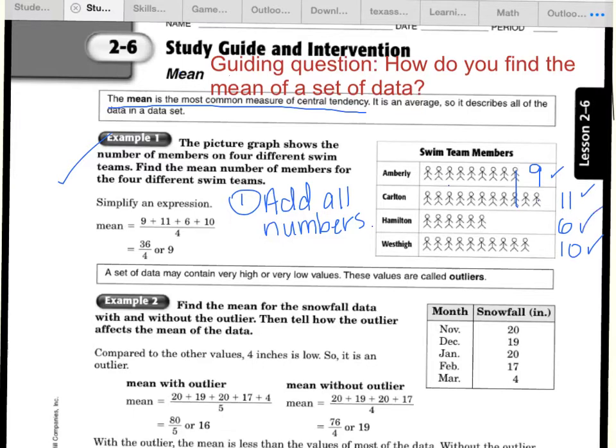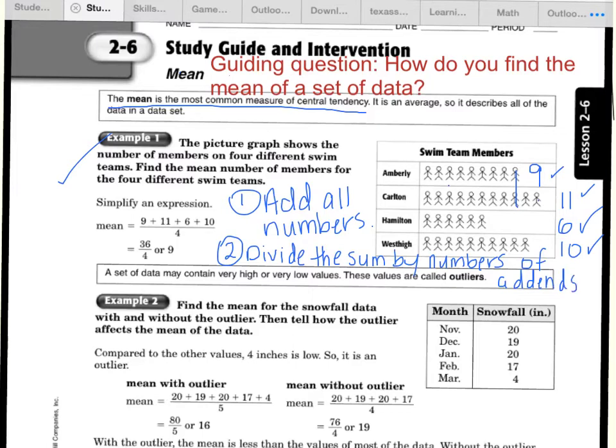Now, 36 is not a number that you would say, oh, there's about 36 members on each team. No, that's not what you would do. The next step is to divide that sum. Divide the sum by however many numbers you added together. By the number, and we call those numbers add-ins, of add-ins.